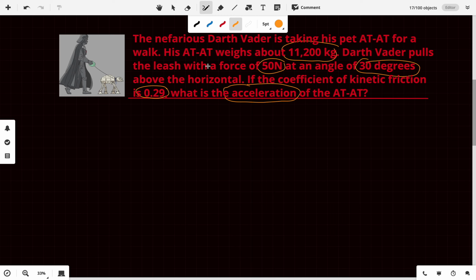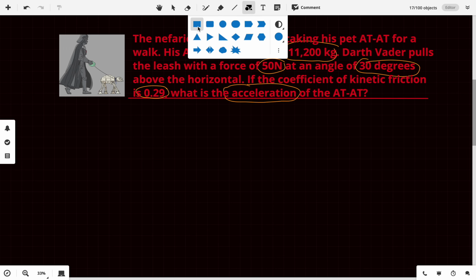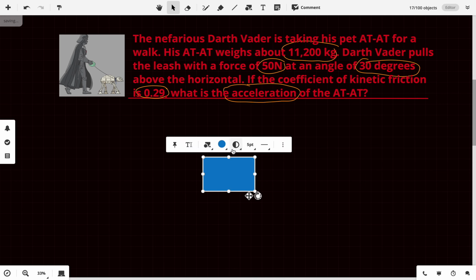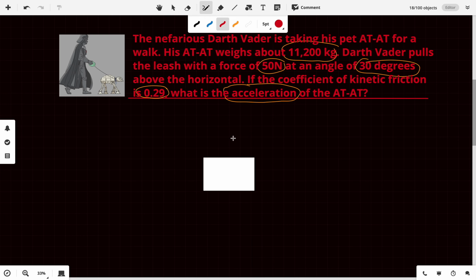Before we begin, you can see that I have circled all the numbers and what we need to find in this question. So let's begin first with drawing a free body diagram. I'm going to start by drawing the box and then drawing all the forces that are acting on the AT-AT.